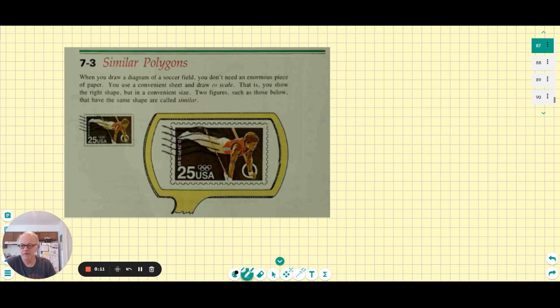7.3, we're going to talk about similar polygons. When you're drawing a diagram of something large, like a soccer field, you don't need a large piece of paper. You can draw it on a smaller sheet and draw it to scale, which means you're drawing the same shape, but in a smaller size. We say that those two figures are similar in shape. They have the same proportions and the same angles. The lengths are not equal. The lengths are in proportion.